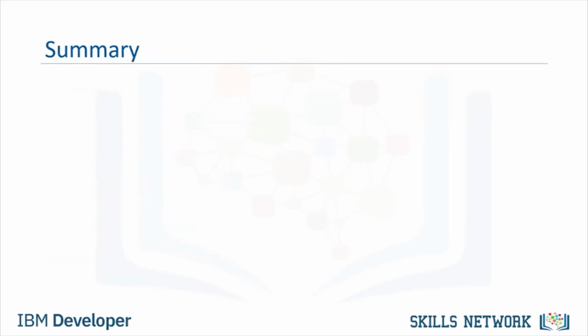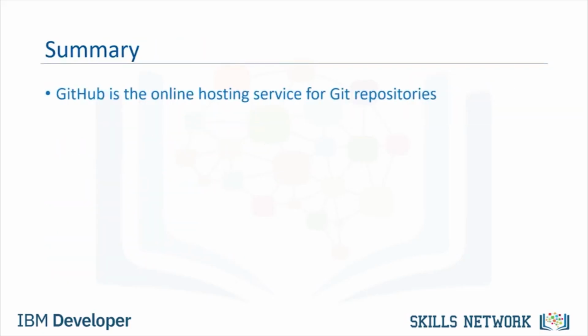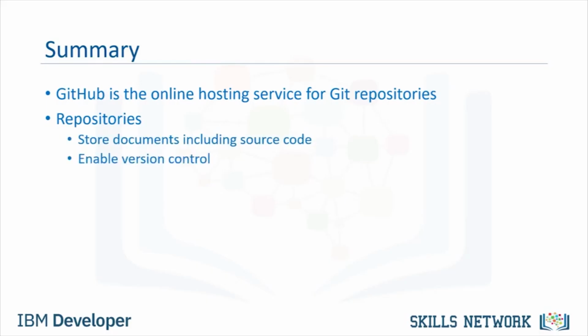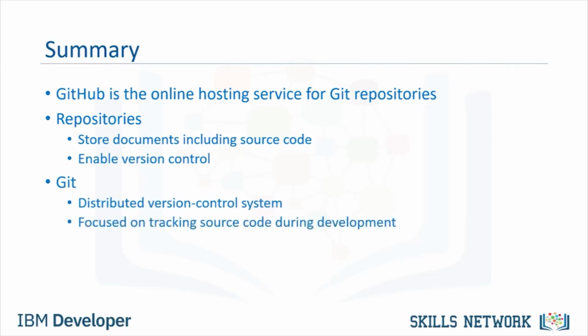In this video, you learned GitHub is the online hosting service for Git repositories. Repositories store documents including application source code and enable contributors to track and maintain version control. What is special about the Git repository model? Git is designed as a distributed version control system, primarily focused on tracking source code during development. Contains elements to coordinate among programmers, track changes, and support nonlinear workflows.